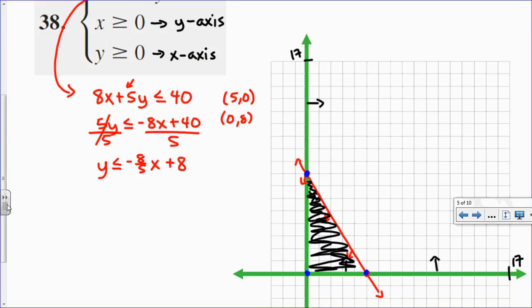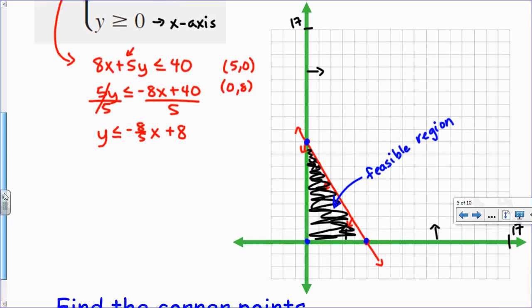What is inside here, the overlapping region, this is called our feasible region. So that's our solution, because anything inside there is feasible. It fits all of those inequalities. And I should say region. Feasible region is what it's called. Okay. It's your solution. All right.